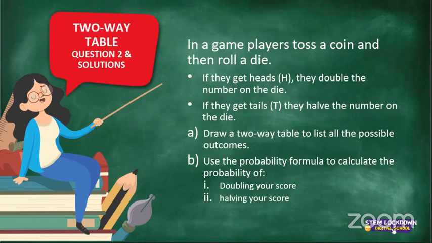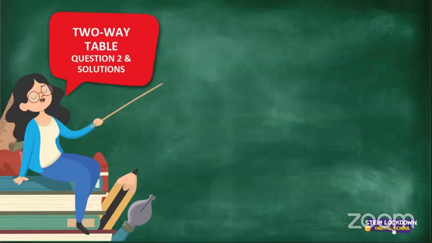Now what do they want us to do? First is draw a two-way table to list all the possible outcomes. And then part B of the question says, use the probability formula to calculate the probability of doubling your score or halving your score.